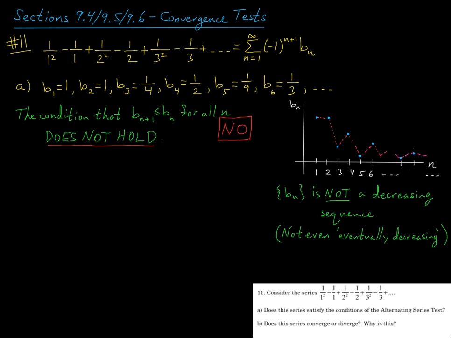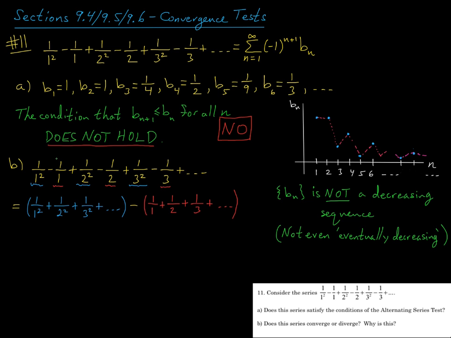Why is this? Well, first note that if I group the terms where I have the squares in blue, so 1 over 1 squared plus 1 over 2 squared and so on, and then I group these terms without the squares in red, so 1 over 1 plus 1 over 2 plus 1 over 3 and so on, this blue series is a p series with p equal to 2, and so it converges. The red series is just a harmonic series, or in other words, a p series with p equal to 1. And so the blue series converges to some number.